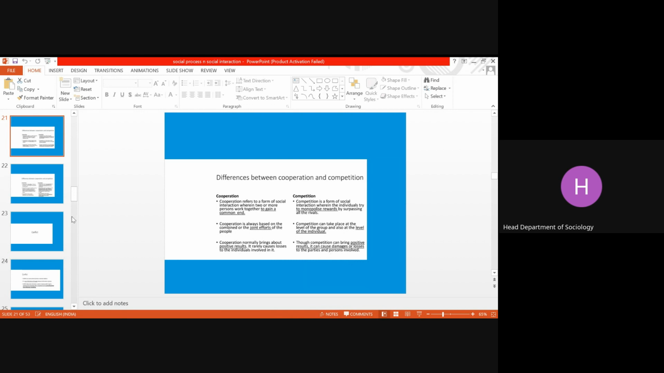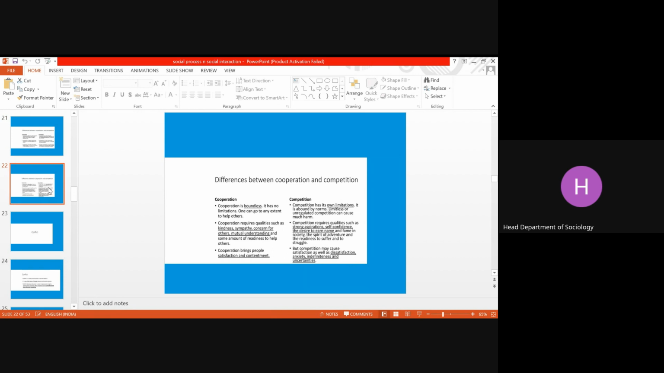If the person has achieved the goal, then it is a positive one. He will be very happy. But think about the other person. Everyone can't get the seat, or everyone can't secure the position they want. Then it will lead to depression or some sort of things we can see in those individuals. Cooperation is boundless. It has no limitations. One can go to any extent to help others, right?